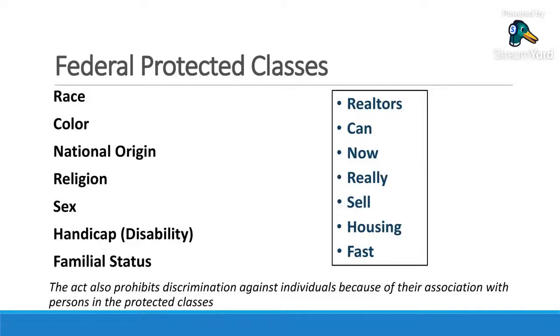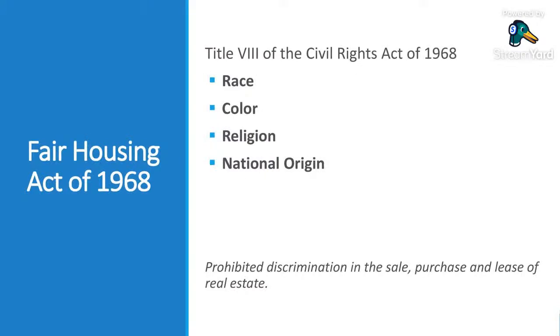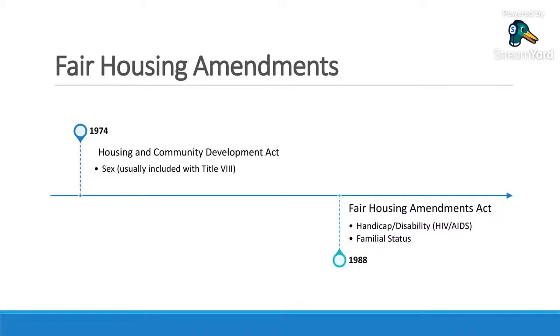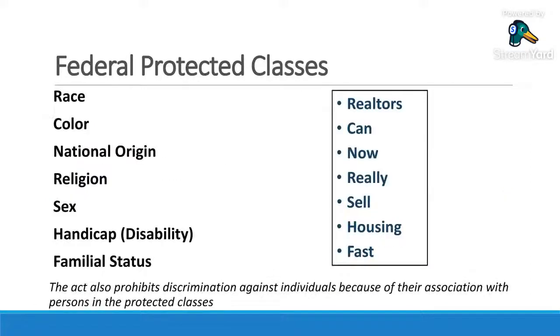Again, if you remember, I told you to memorize the years, right? So also know the protected classes that were added during those years. For example, that's why I broke it down in the previous screens. So for example, in 1968, we had race, color, religion, and national origin. Then sex was added later on. And then familial status and handicap were added together. And they were the last two in 1988. All right. So those are your federal protected classes.